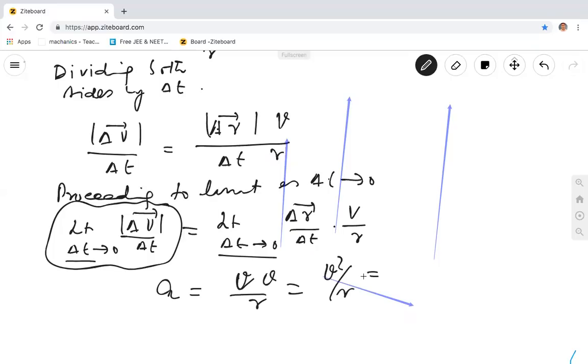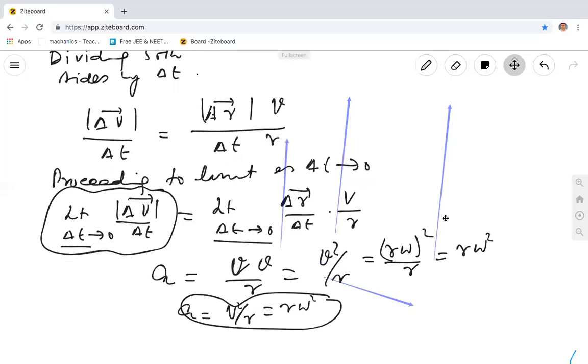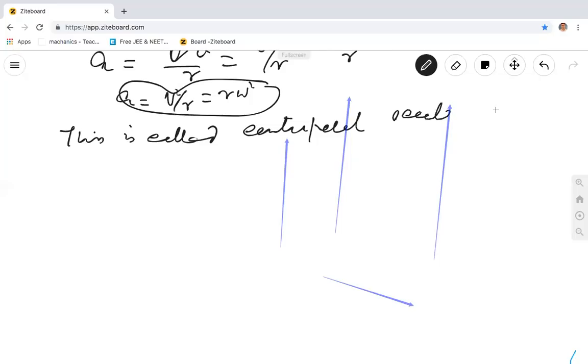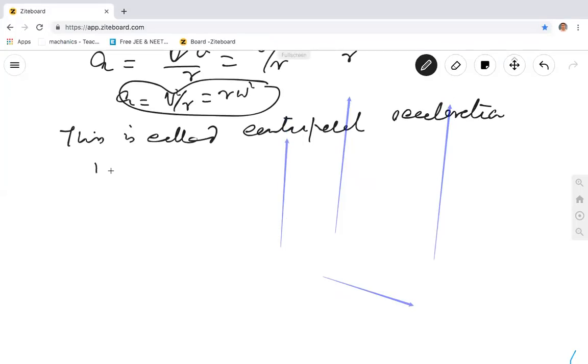अगर वी को वैल्यू दिया जाए आर ओमेगा, v by r, that is r omega square. So acceleration is equal to v square by r is equal to r omega square. So that's the acceleration. Now, what's the force on the object which moves in a circle? This is called centripetal acceleration. Okay, now a is equal to v square by r is equal to r omega square.